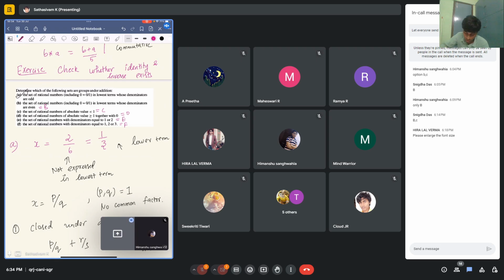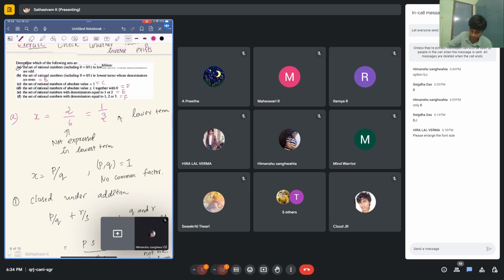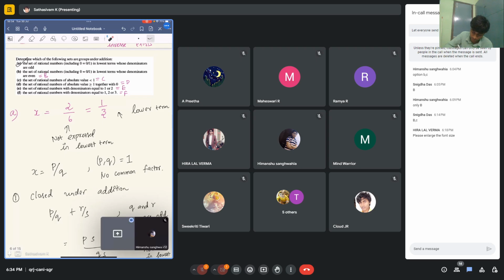So maybe I will do a few of these and leave some more as exercise, because I have other problems which are more interesting than this. So let me do one or two and leave two or three for you to try. Okay, so let's try this one maybe. This is the set of all rational numbers with absolute value less than or equal to 1. So whether this forms a group under addition.